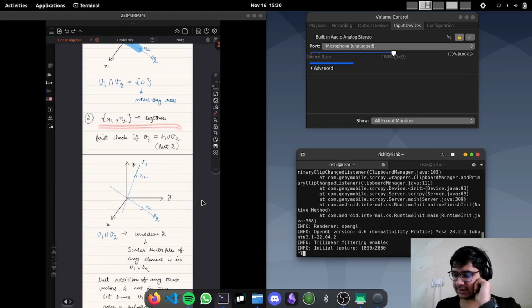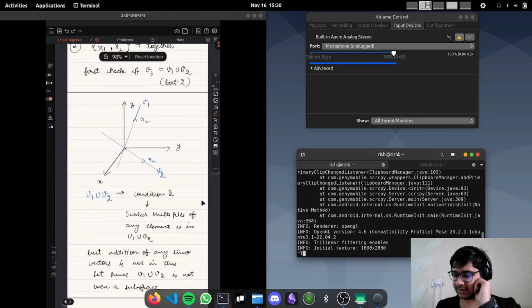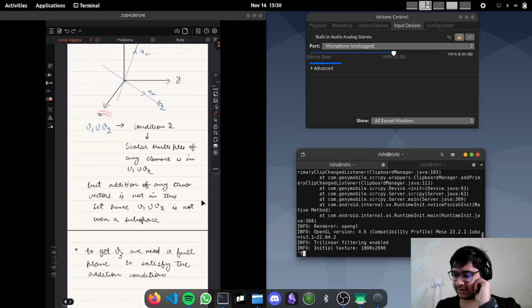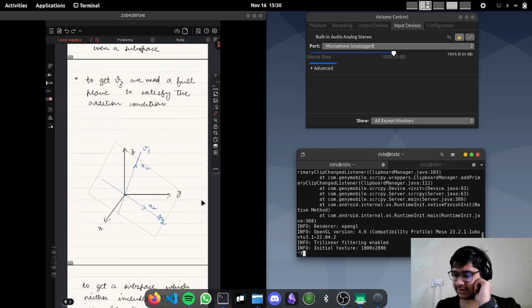Okay, x1 and x2 together will form a plane. We know that this will essentially form a plane because the scalar multiples of these two will lie in a plane. To get v3, we need a full plane to satisfy the addition condition.